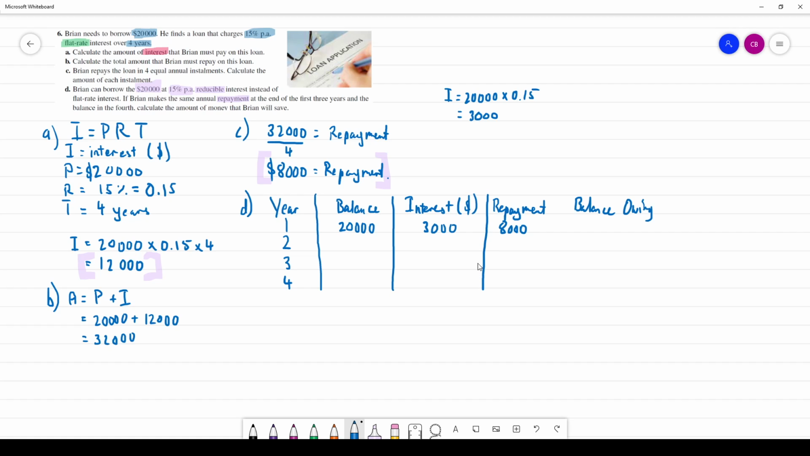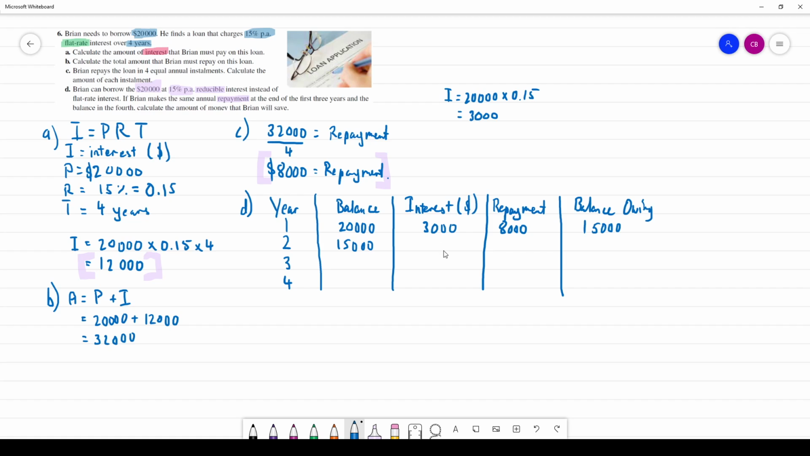$8,000 there. And our balance owing, what is our balance owing? Well, we've got a loan of $20,000. There's interest getting added on, which is $3,000, and then we take away the repayment because we're reducing the amount that we have to pay for the loan. So for balance owing, we just add 20,000 with 3,000 and minus 8,000, and that will give us 15,000. And the balance at the beginning of year 2 is the same as the balance at the end of year 1. So we can just write 15,000 there.